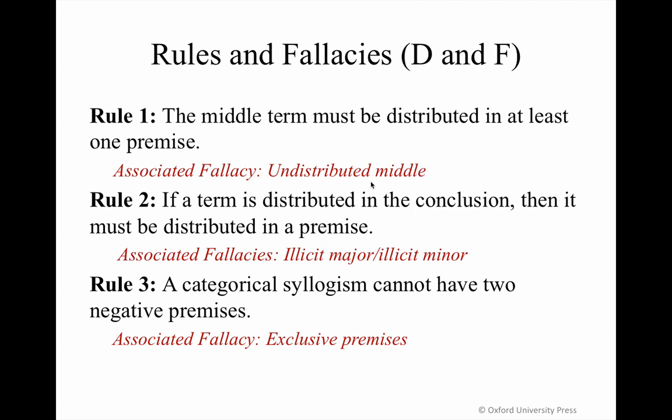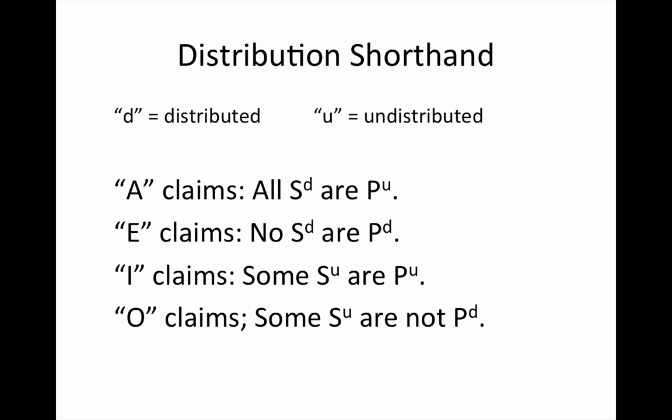Rule number 1 tells us that the middle term must be distributed in at least one premise. It doesn't have to be distributed in both premises, but at least one. If the middle term is not distributed, the argument fails, and the fallacy is known as undistributed middle. Don't forget our distribution shorthand.